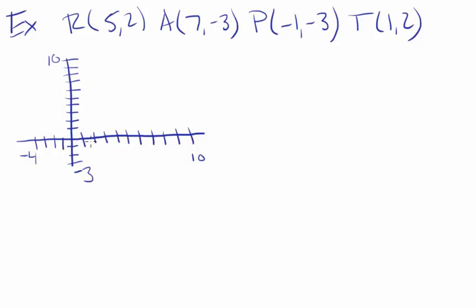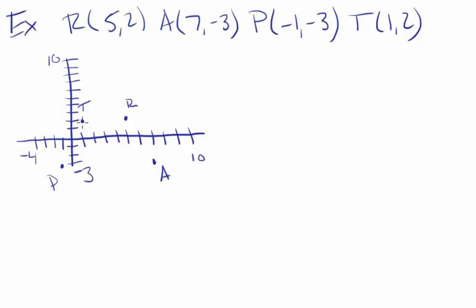First is R, over 5 and up to 1, 2, 3, 4, 5, so right around there, that's going to be R. A is 7, negative 3: 1, 2, 3, 4, 5, 6, 7, negative 3, drop down here. This is going to be A. P is negative 1, negative 3, over 1, down 3. This is P. And then T is at 1, 2, so over 1, up 2. And this, again, is T.